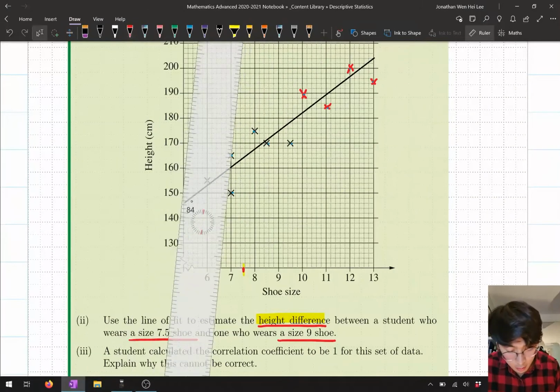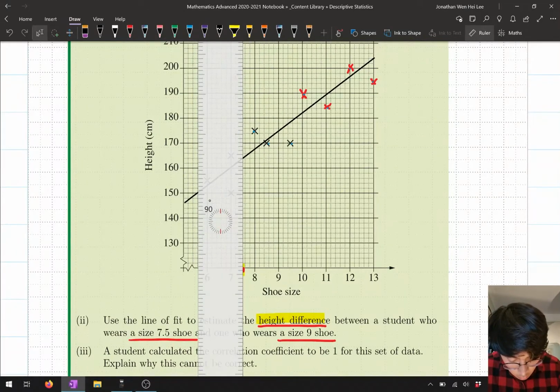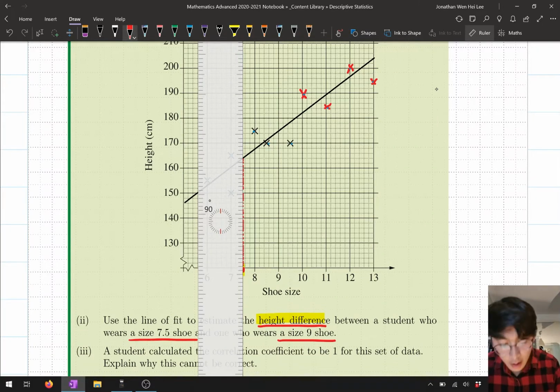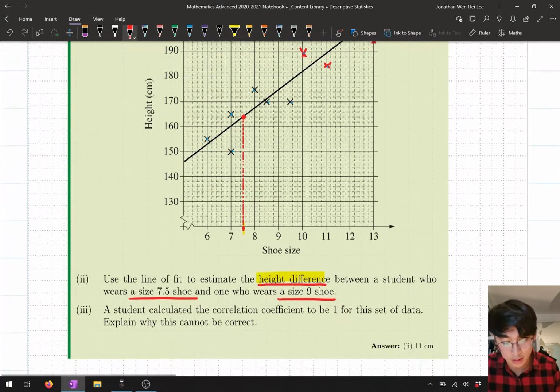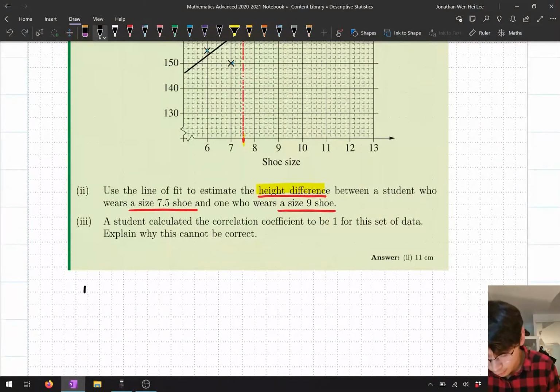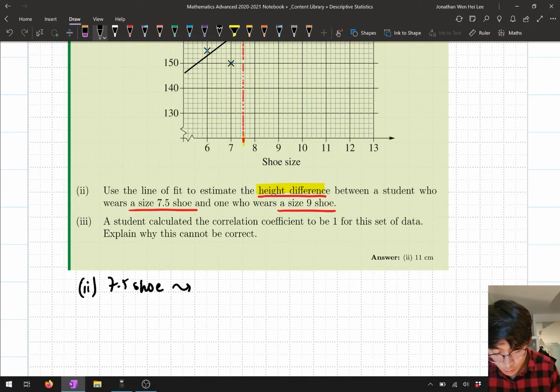And so what I'm going to do is draw a dotted line from my point to my line of best fit, and then read off what the height of the student is. Now, if you have a look here, it looks like roughly 164. So for part 2, a 7.5 shoe size is going to correlate to someone who is 164 centimeters tall.